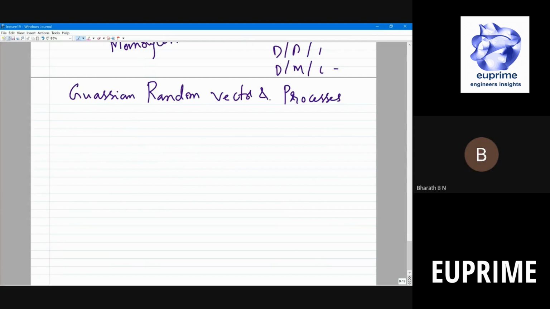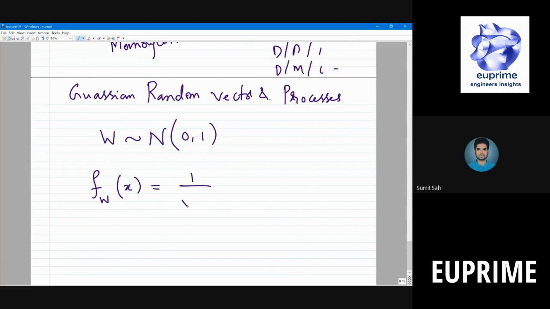Okay, so now if I say, for example, W is Gaussian with mean 0 and variance 1, what does that mean? That means the density function. Can somebody tell me what is the density function of this? 1 over root 2 pi e power minus x squared by 2, for all x in R. All right, this is the notation. So this is the density function. Is that fine?